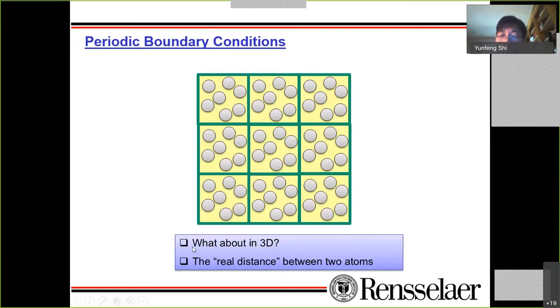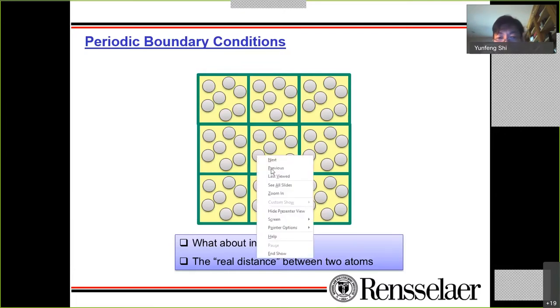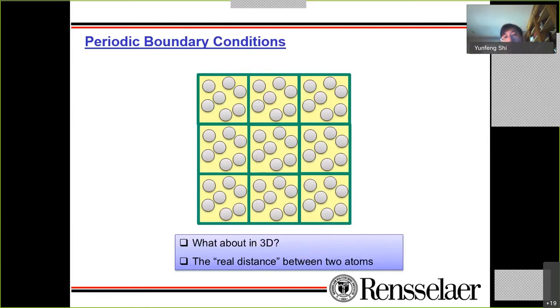Now we have to think about the real distance between atoms. For instance, let's say this atom and this atom. What is the distance between them? The distance will not be the distance from here to here, because here it has an image right here. So the distance between this atom and this atom is really to this image, so it will be shorter. This atom is exactly the same as this atom, so usually you take the shorter one. The distance between two atoms under periodic conditions will be different than just the square root of delta x squared plus delta y squared plus delta z squared.